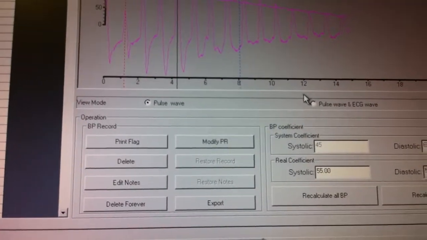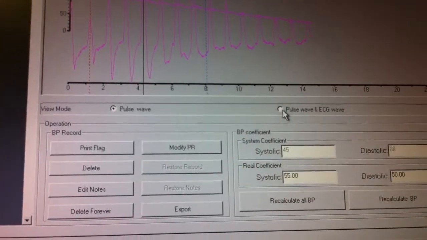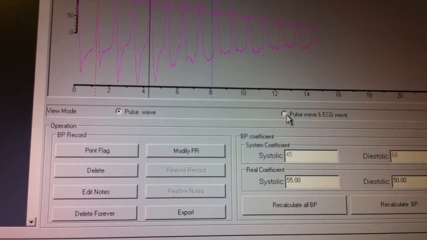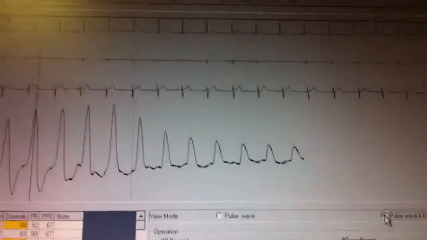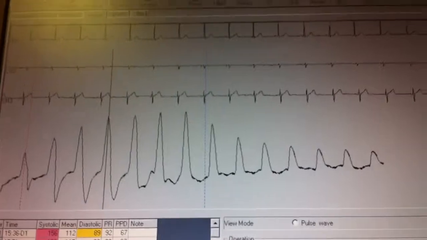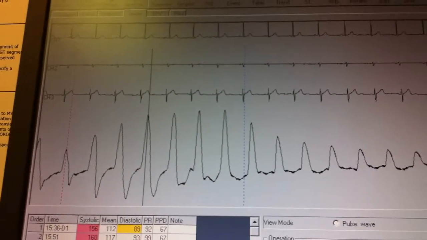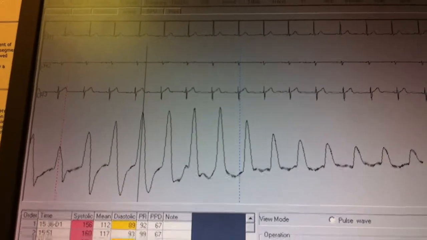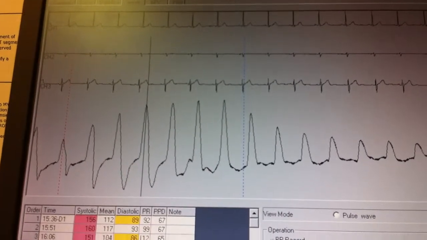On the bottom, of good use is to be able to check the pulse wave and ECG wave data together. Here's where the technician or the clinician can actually see changes in the blood pressure as corresponds to the heart rate.